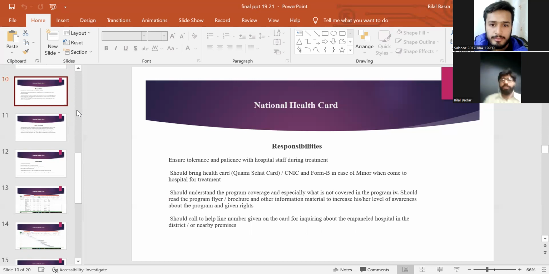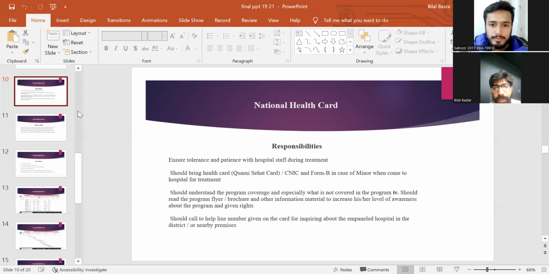Assalamu alaikum. I will continue from the next slide. What are the responsibilities of the National Health Card? That ensures progress and patience of the hospital staff during the treatment. They should understand the program and especially what is not covered in the program. They should read the program flyer, brochures, and all the advertisements that are beneficial for the level of awareness about the program and what is inside this program.